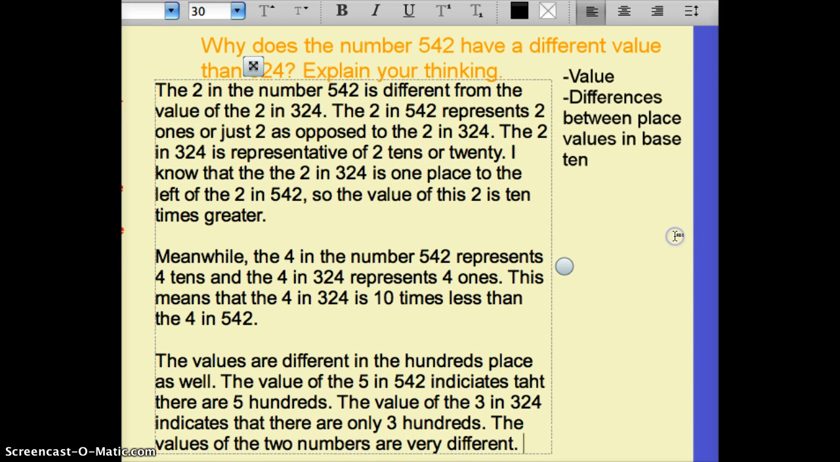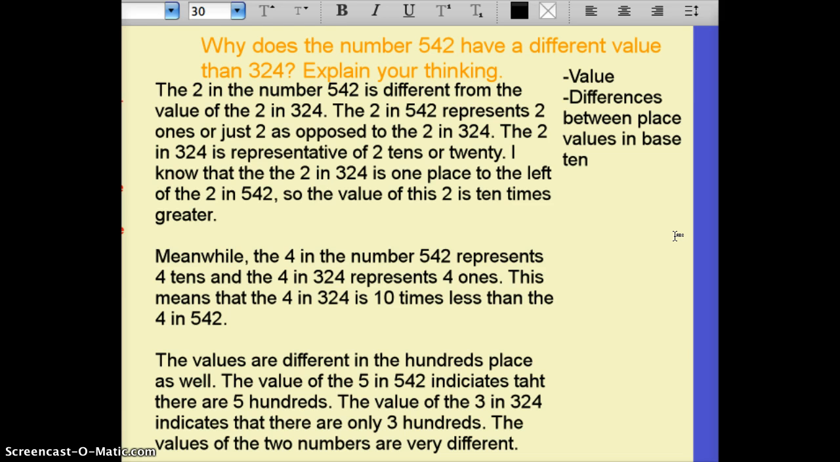So you can see that I'm using my knowledge of a couple of place value skills. I'm talking about value. I'm talking about the difference between two digits, knowing that each place gets 10 times larger than the next, and if you go backwards, each place gets 10 times smaller. So I'm trying to cram all this knowledge together to create a very fifth grade level response. Okay, so let's take a look at another one.